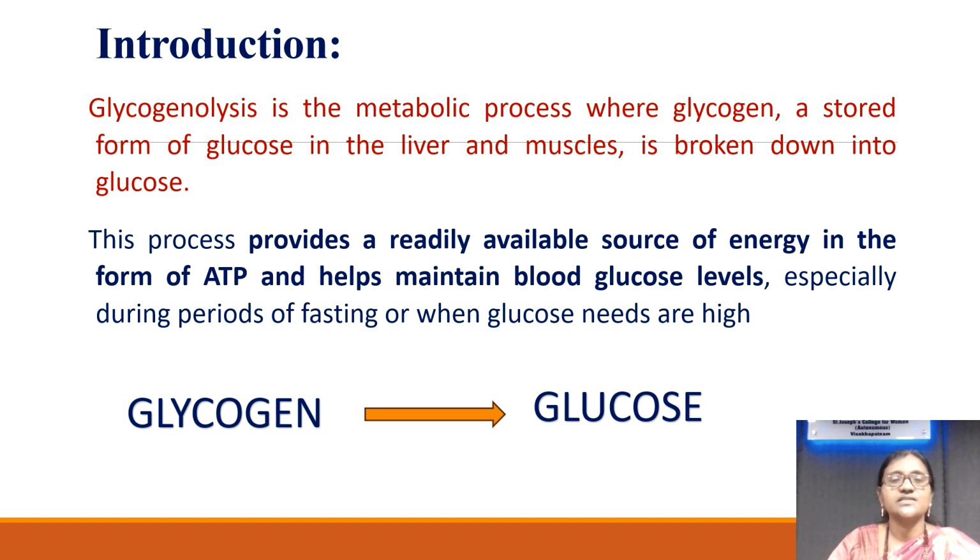This process is actually a very reliable source or pathway through which energy is supplied to the body in the form of ATP, and it also helps us to maintain the blood glucose levels, mainly when a person is going through strenuous exercise or when fasting or doing some work where a high amount of glucose is required by the body. So glycogenolysis is nothing but breaking down of glycogen to form glucose.